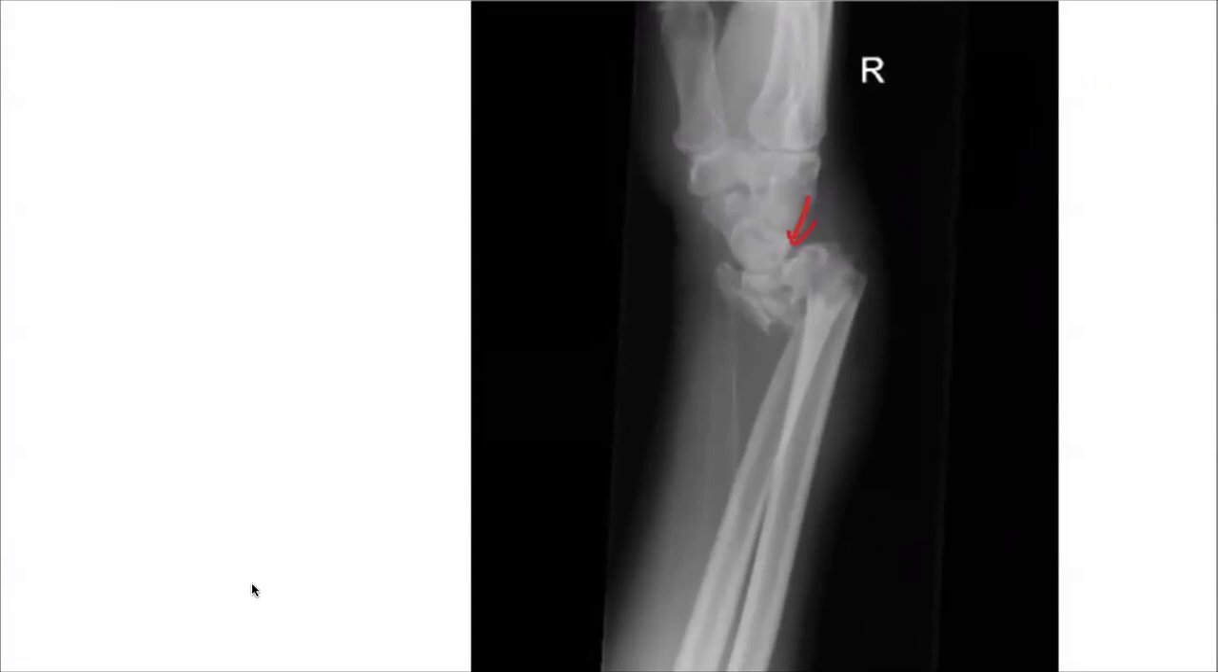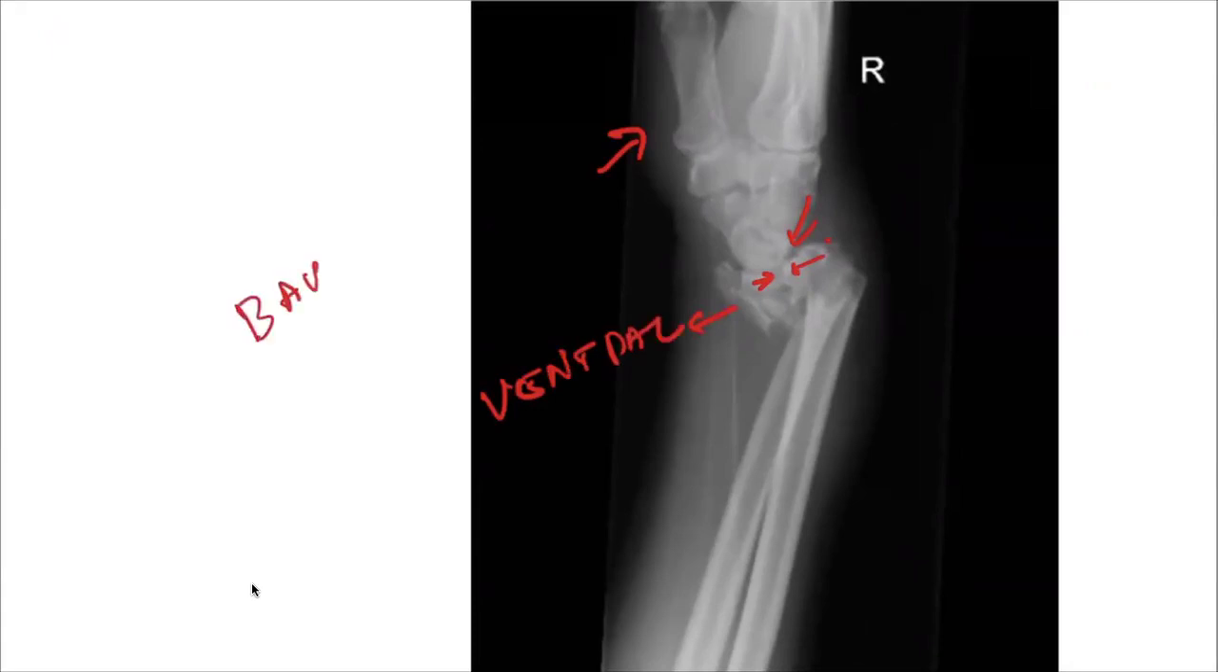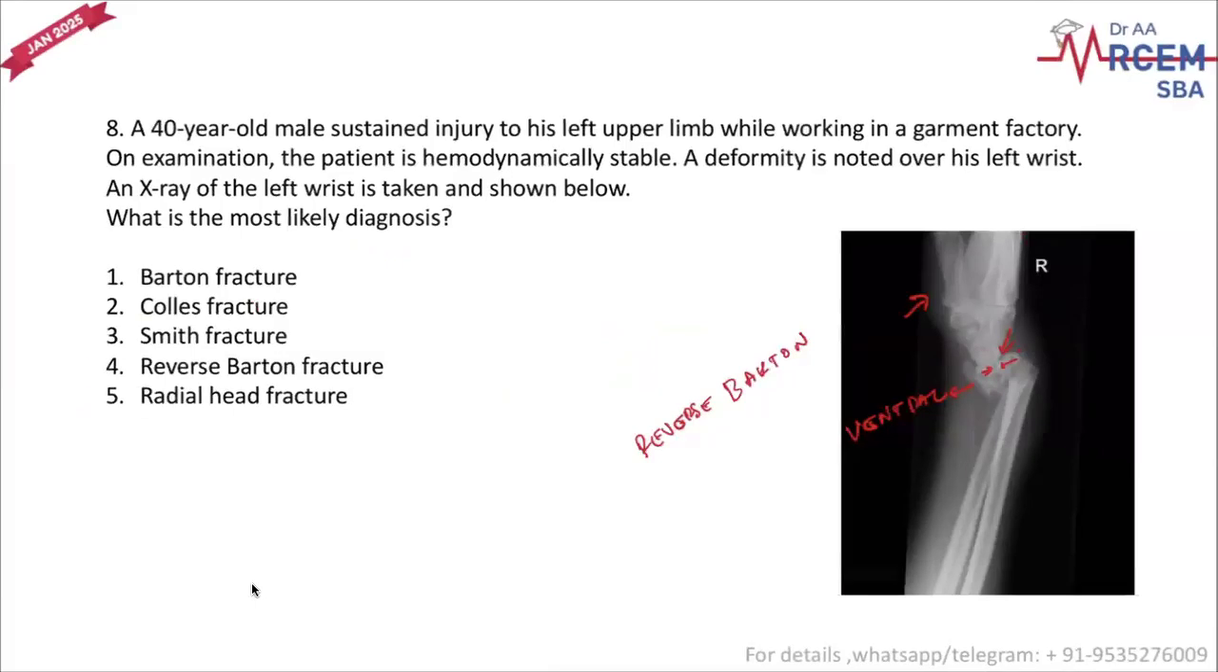Yes, the articular surface is involved. I can see there is a fracture line here. Next thing is, where is this fragment? Is this fragment towards the thumb or opposite to the thumb? It is towards the thumb, so it is displaced ventrally. Articular surface is involved, so I'll call it a Barton. As it is displaced ventrally, I'll call it a reverse Barton. So the diagnosis here is reverse Barton fracture, fourth one.